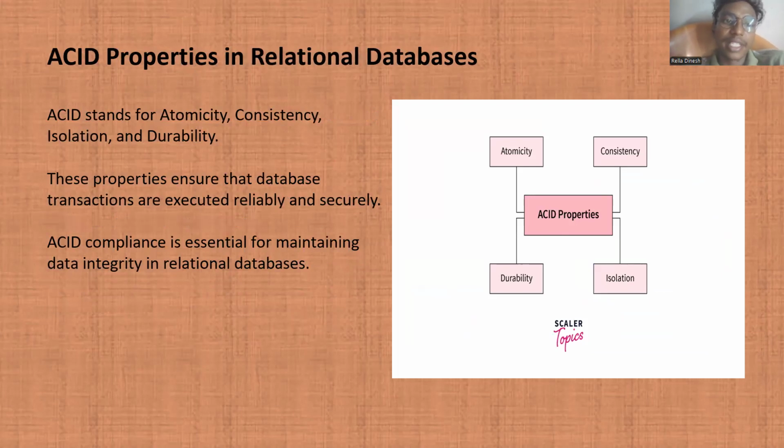ACID is a set of properties of a relational database. A stands for atomicity, C stands for consistency, I stands for isolation, and D stands for durability. These four are the four pillars of a relational database.